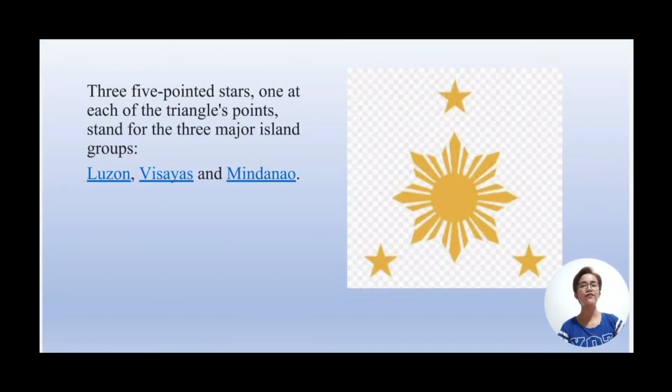And the 3 five-pointed stars, one at each of the triangle's points, stand for the 3 major island groups, namely Luzon, Visayas, and Mindanao. So we already know that, right? The meaning of the 3 stars is Luzon, Visayas, Mindanao, for short, Luzviminda.